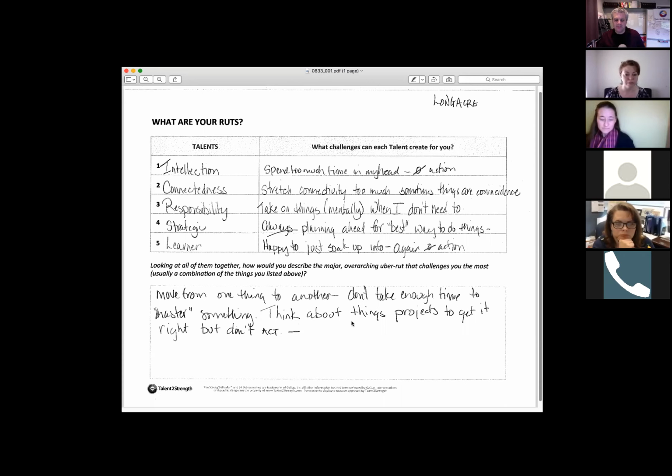So yeah, any strategies for how you might deal with this, manage it better?